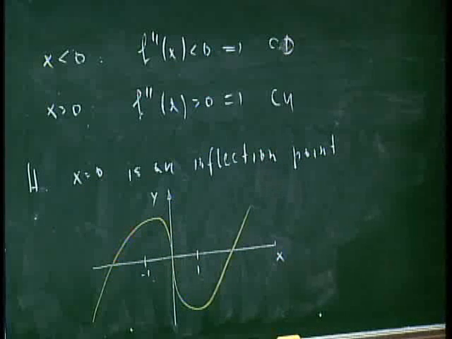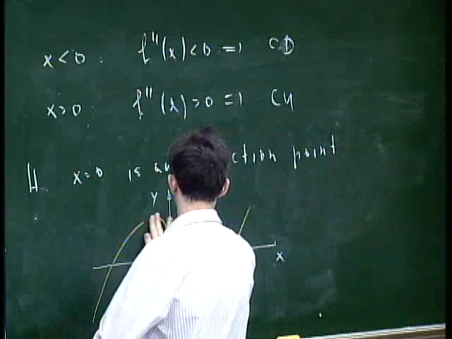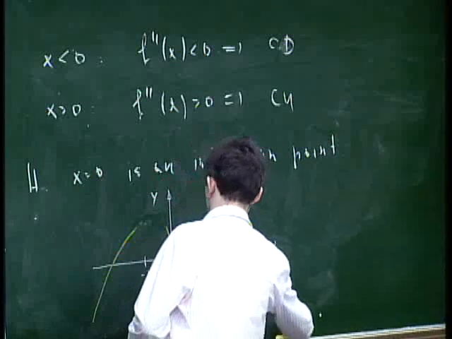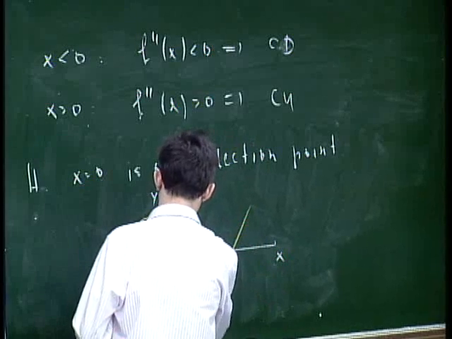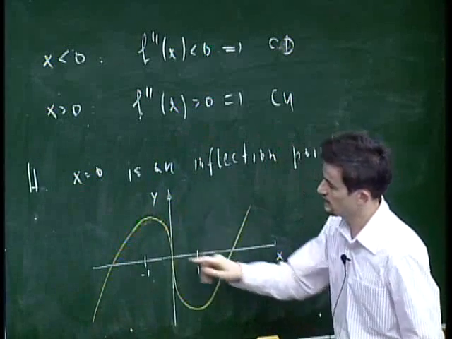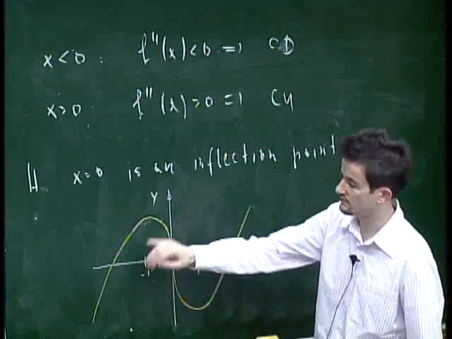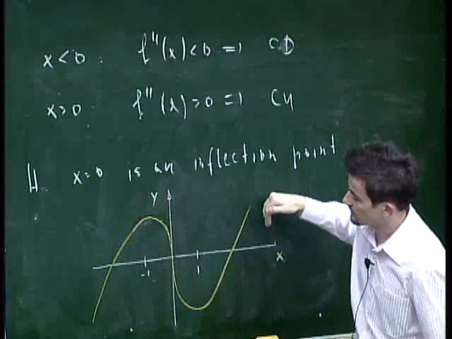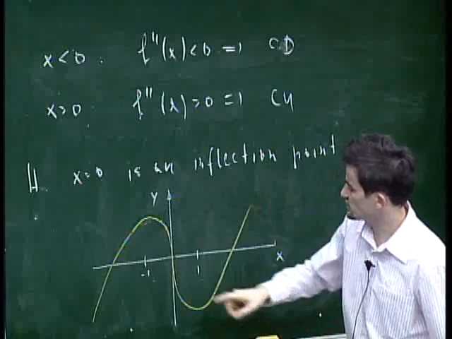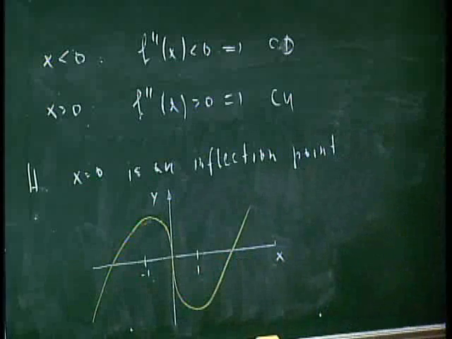Okay, so you see here's the inflection point. So here you have a local maximum, here you have a local minimum, here's the inflection point. And the behavior is changing from concave downward to being concave upward. And the function is increasing outside this interval and decreasing inside the interval.